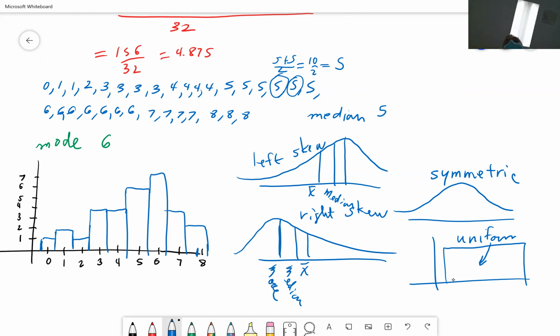When you have something symmetric or approximately symmetric, the mean equals the median, which equals the mode. They're all the same. When you have a uniform distribution, the mean equals the median. There's no mode because they're all the same height. And we usually say that if this is A and this is B, then A plus B divided by 2 equals the median or the mean.